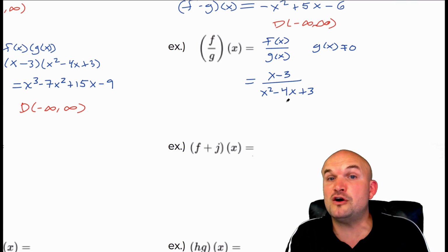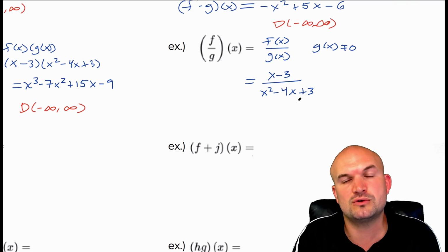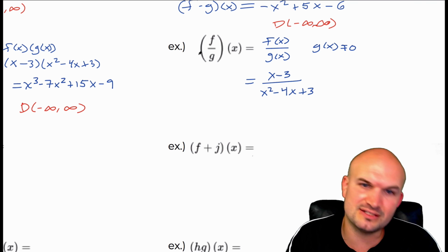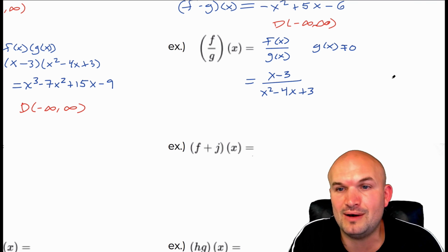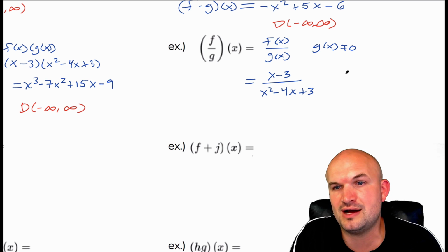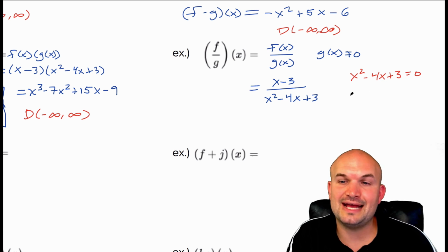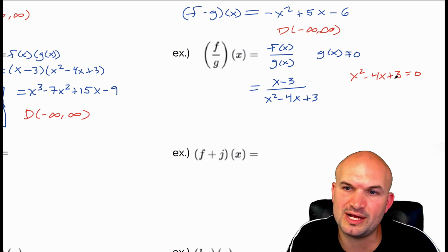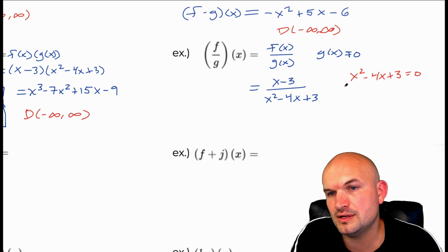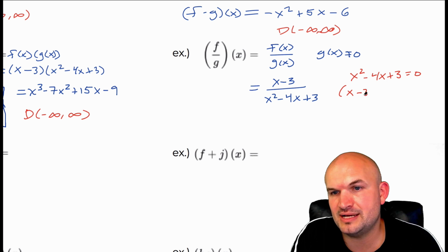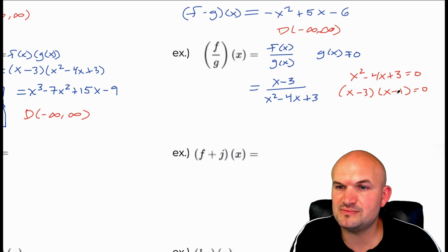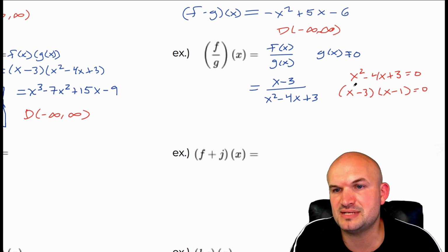Even though this is a continuous quadratic function, since we're dividing, it can't equal zero. So now I have to set up an equation and figure out what values make the denominator equal to zero. Now I can just do some factoring: what two numbers multiply to give you 3, but add to give you negative 4? So I can say that's going to be x minus 3 times x minus 1. Because negative 3 times negative 1 is 3, and when you multiply them both by the x's, you get negative 4x, and x times x is x squared.